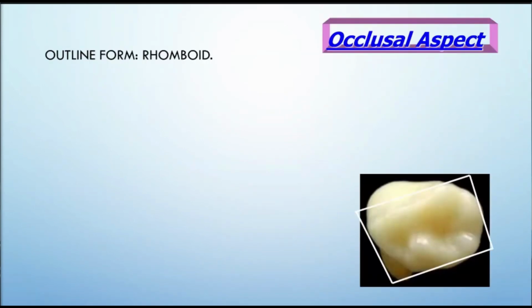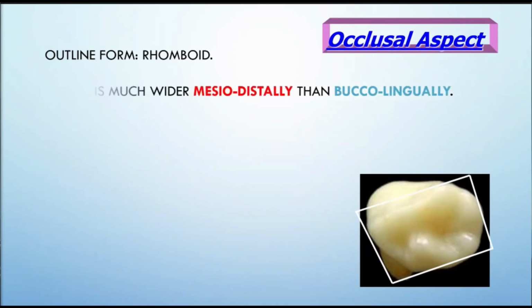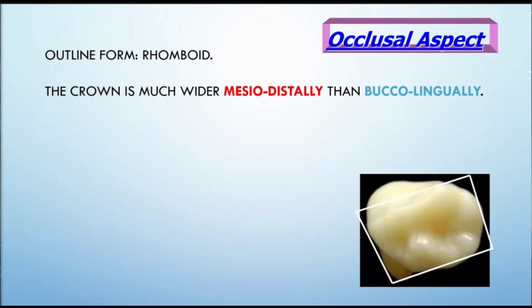Outline is rhomboid, occlusal aspect. You see the occlusal aspect, the outline is rhomboid, and this is the bulging area on the mesial side. The crown is much wider mesiodistally than buccolingually, because this is the general characteristic of the mandibular molar: the mesiodistal dimension will be bigger than the buccolingual dimension.